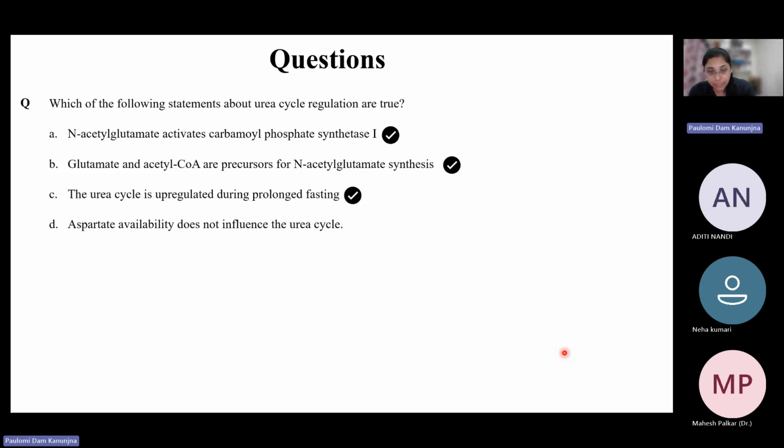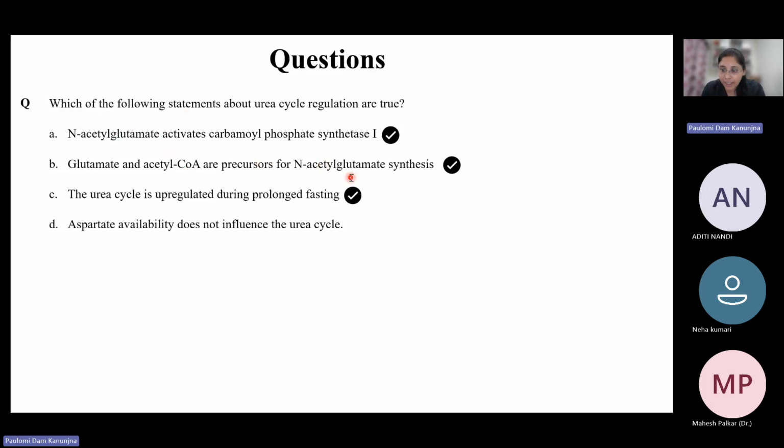This is the first step of the urea cycle, right? And how does it activate? It basically increases the enzyme's activity, and carbamoyl phosphate synthetase uses the ammonium and the bicarbonate to form carbamoyl phosphate. So this is an activator, NAG. Okay. Next statement says glutamate and acetyl coenzyme A are precursors for N-acetyl glutamate synthesis. So we are talking about the formation of N-acetyl glutamate, and it's in the name. Acetyl comes from acetyl coenzyme A, glutamate is from glutamate. So they both are required to form N-acetyl glutamate.